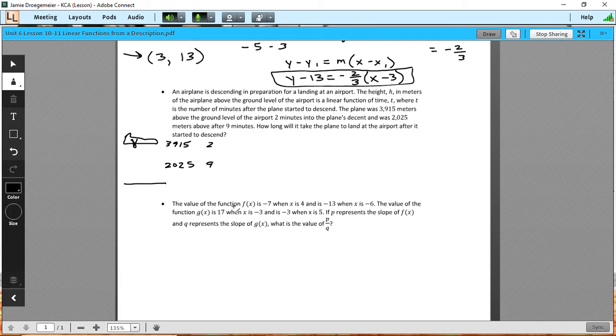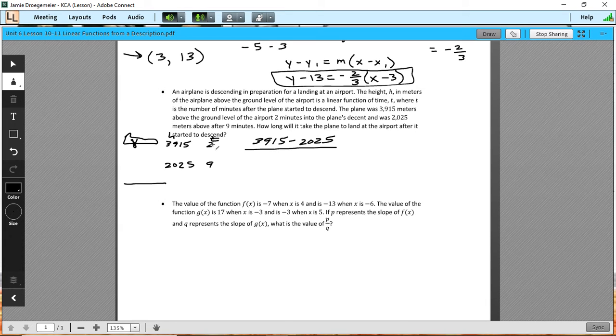All right, so think about what we have here. We have 2 points. We can find the slope. So this is our t value, our time, and this is our h value, our height. So we're going to take the difference between the h value. H is like our y in this case. So 39:15 minus the 20:25.